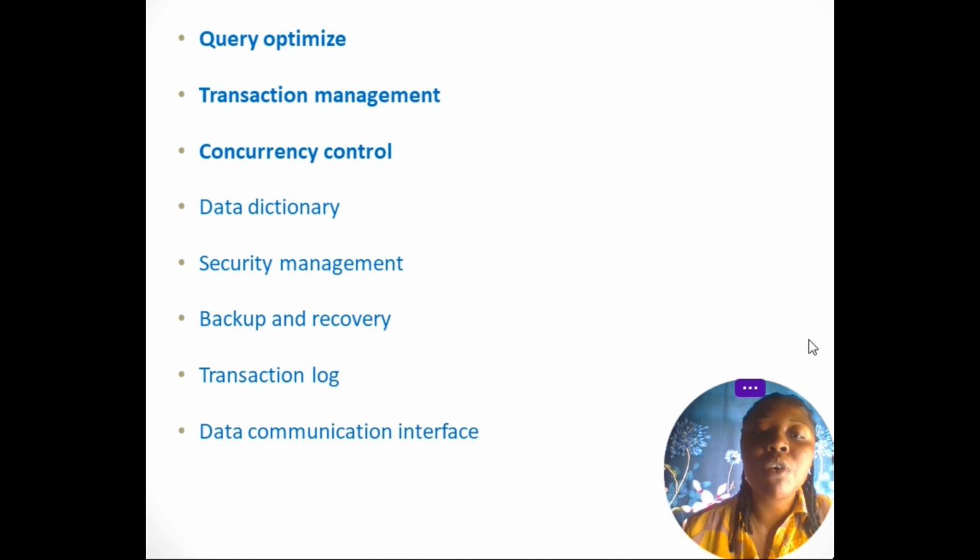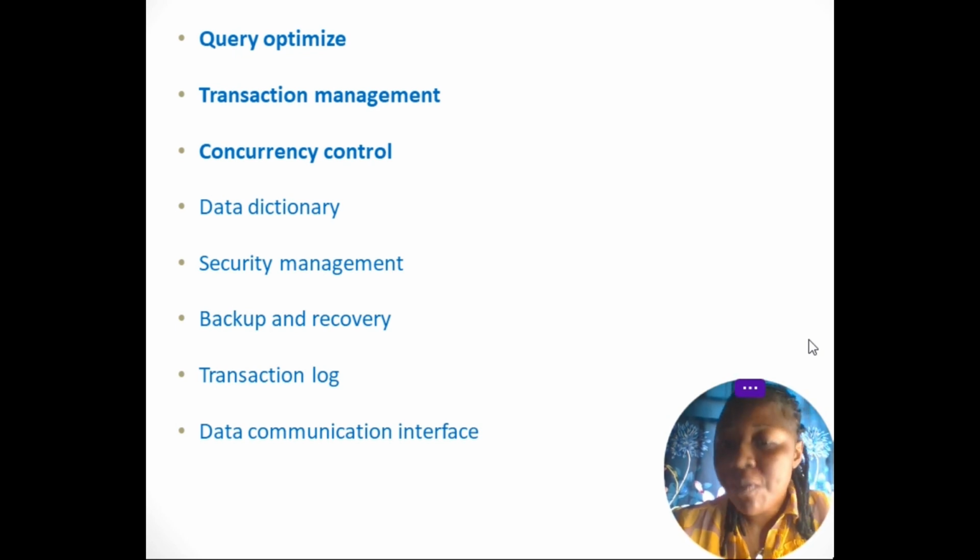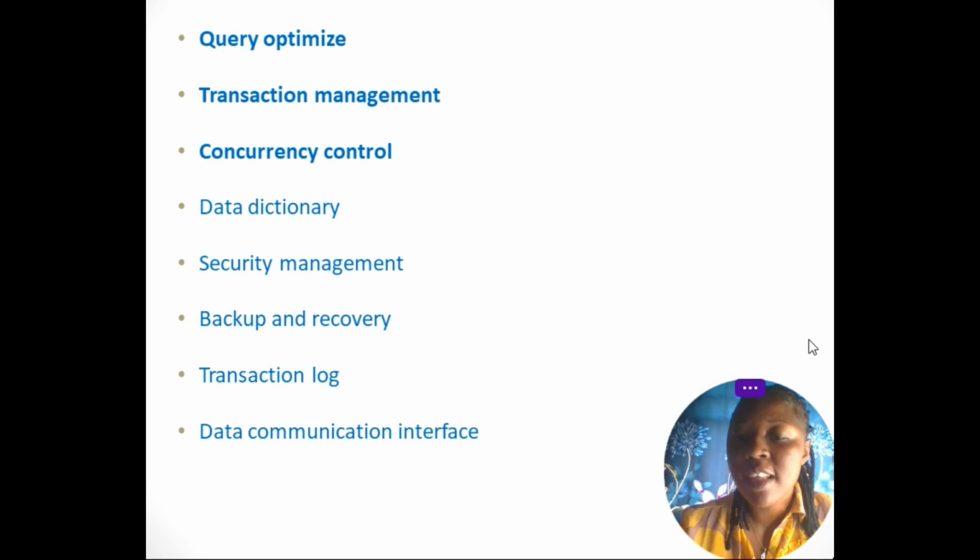Let's talk about concurrency control. Concurrency control manages multiple simultaneous transactions to prevent data conflict and also maintain what we call data consistency. This is the main function of concurrency control in a database management system.